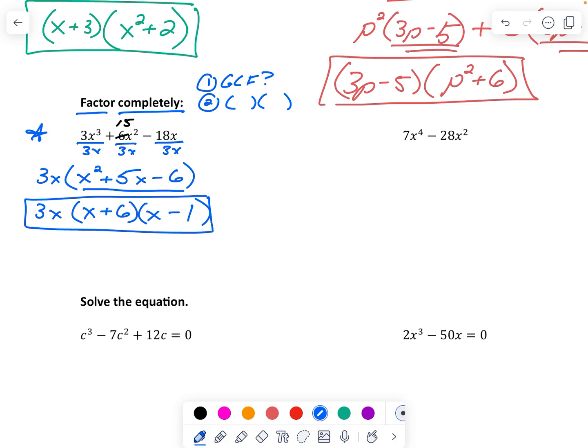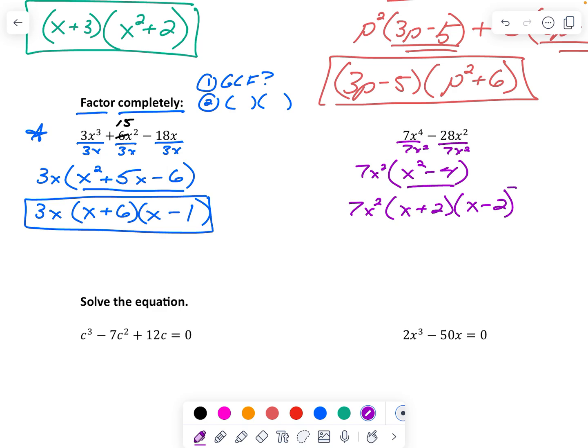This next one, similar. First, is there a greatest common factor? Yes, it is 7x squared. So we're going to divide everything by 7x squared. That's going to leave us with x squared minus 4. Now that is one of our special products we learned yesterday. So that's going to be x plus 2, x minus 2. And there we go, factored completely.